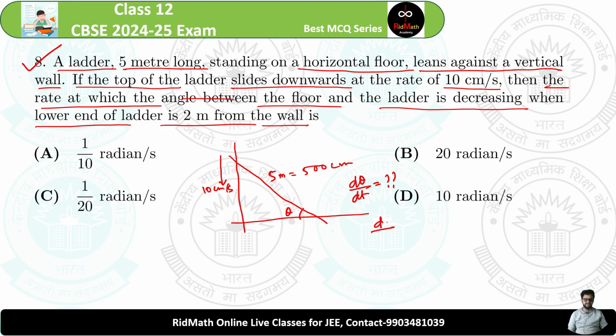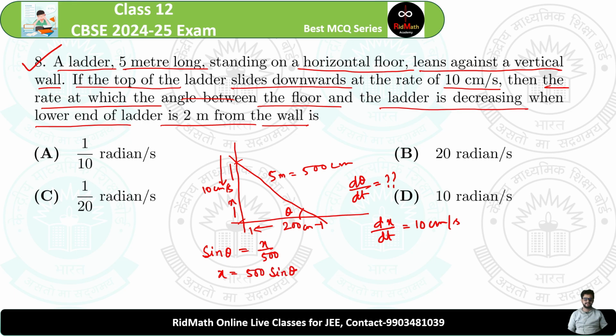Given that dx by dt is equal to 10 centimeter per second. What is x? This distance is x, suppose, and when this distance is 2 meter or 200 centimeter, what is d theta by dt? So this is a right angle triangle. What is sin theta? Sin theta is equal to x by 500, that means x equals 500 sin theta.